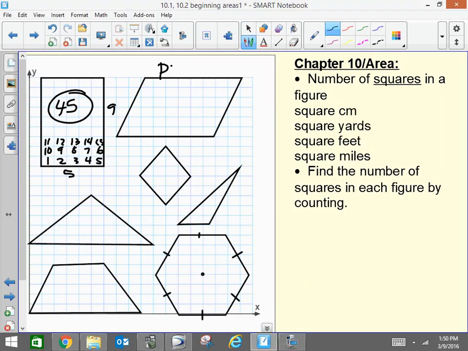This is a parallelogram. What did you find the area of this to be? 47. It's actually 48. I got 46. I was probably not this. What's this?